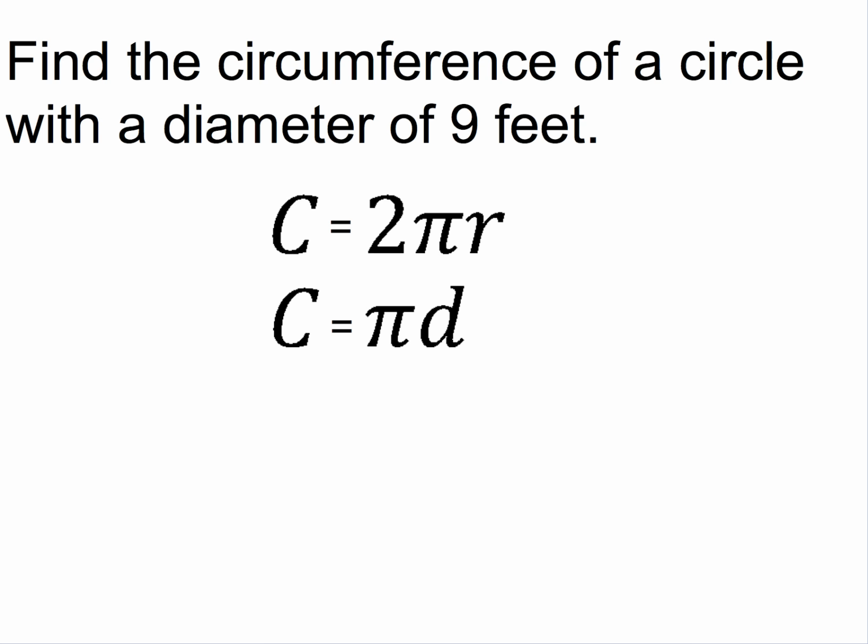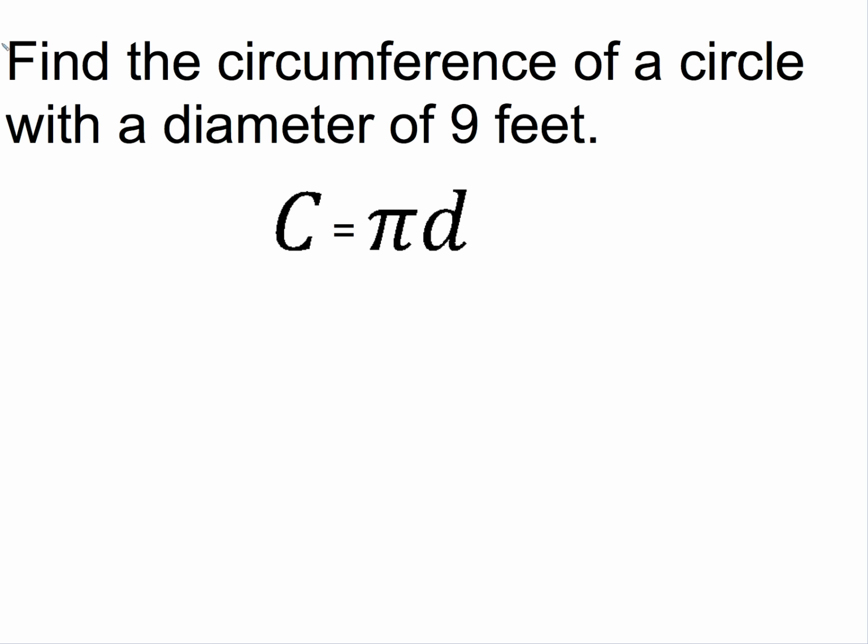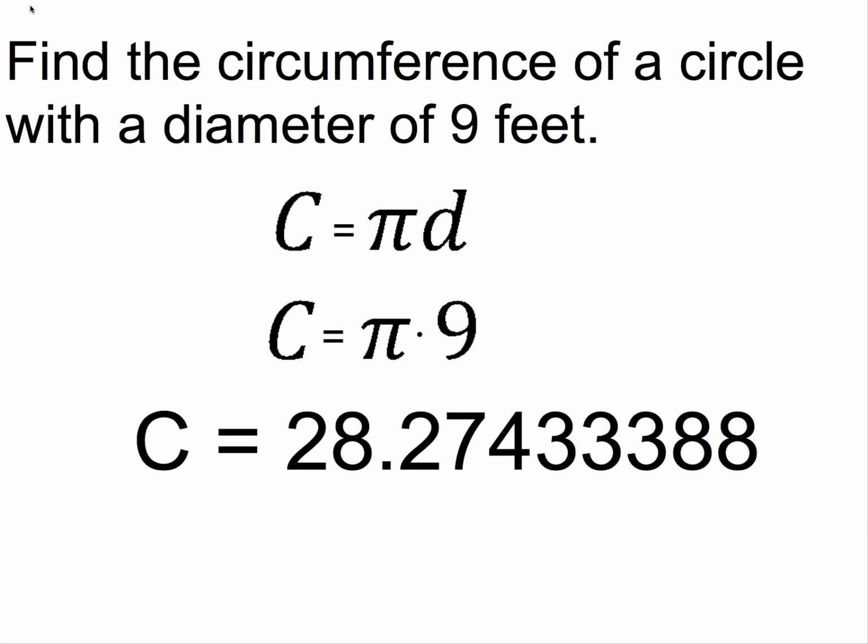All right, one more example here. Find the circumference of a circle with a diameter of 9 feet. Again, you can use any formula if you know how to, but since we have diameter, I'll use pi times diameter. So I just plug in the 9 in place of the diameter. Circumference stays the same, pi stays the same, but I just change it to times 9 instead of d. Plug that in the calculator.